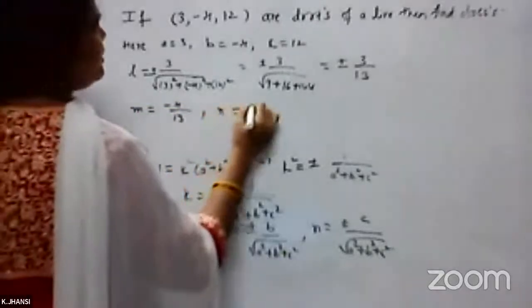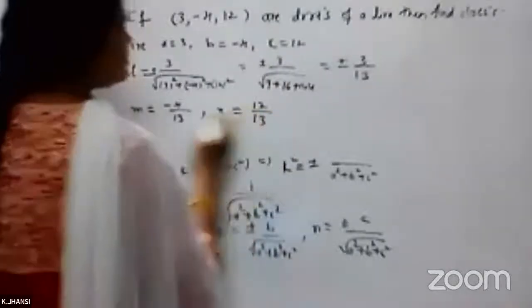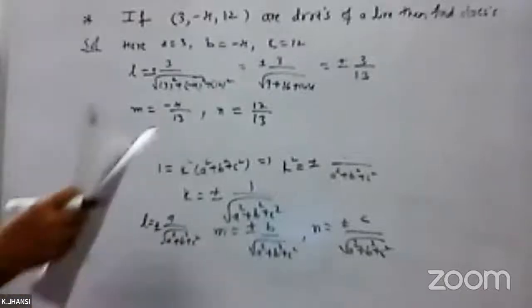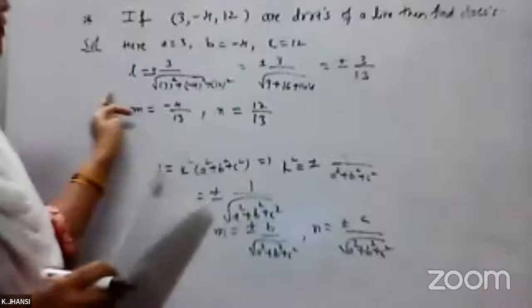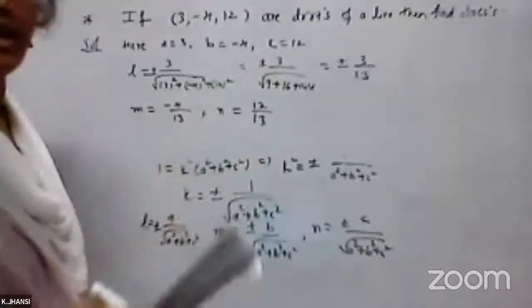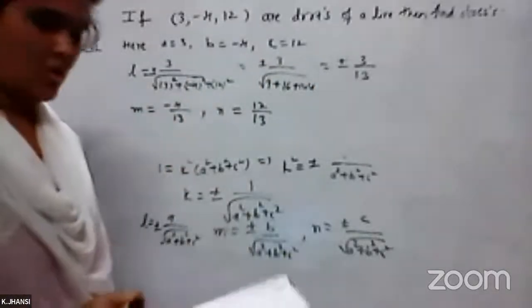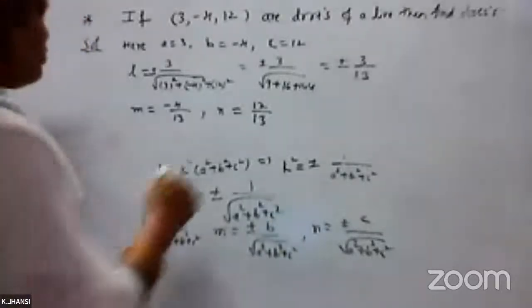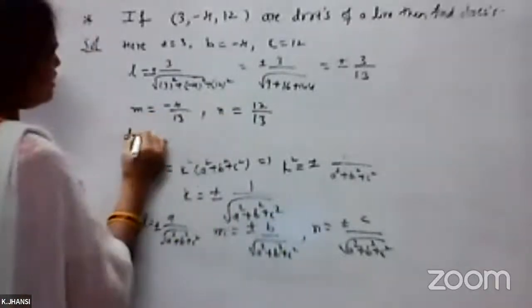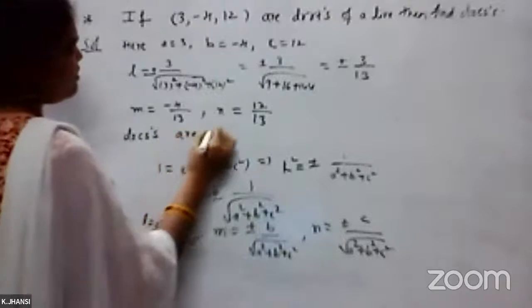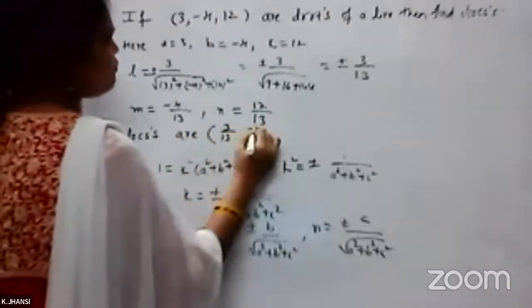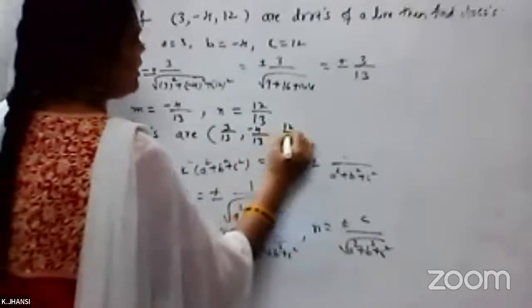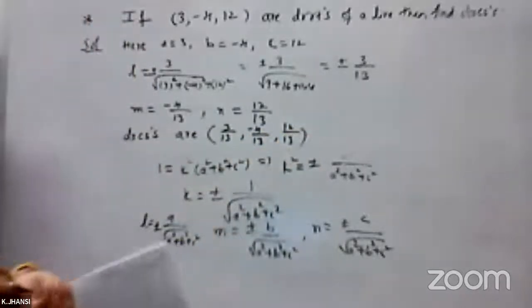Next N will be 12 by 13. Like this we have to find: if any point of direction ratios are given, then we can find with the help of the formula L, M, N, those are the direction cosines. Now you write the direction cosines are: first, what is L? L is 3 by 13, minus 4 by 13, 12 by 13. You write in the coordinate form.